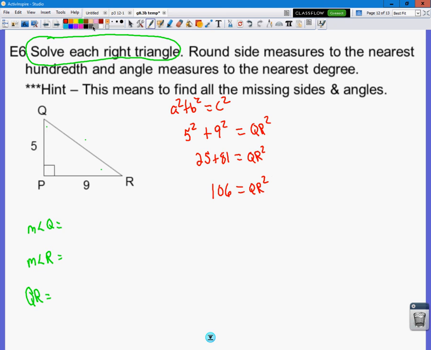And the opposite of squaring something is taking its square root. So QR is approximately equal to 10.30 if I round to the nearest hundredth on my side. Everybody okay with that?